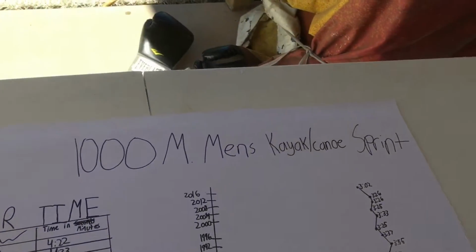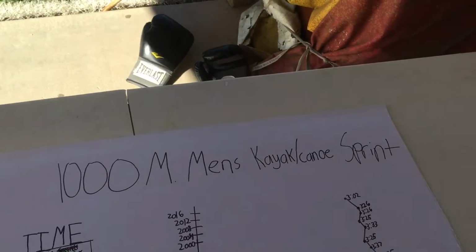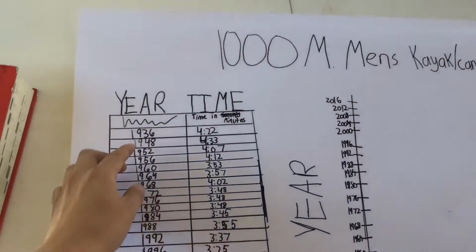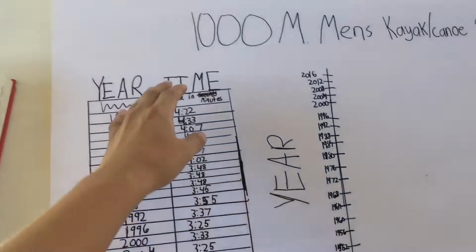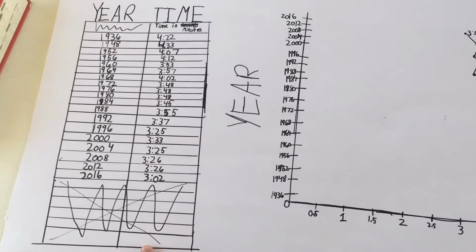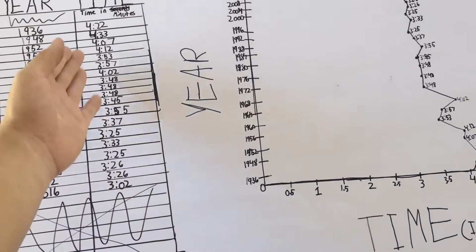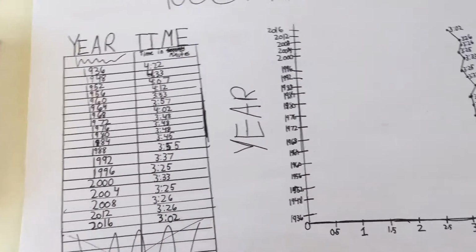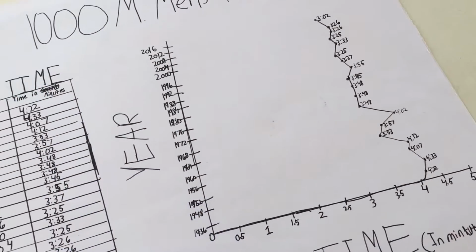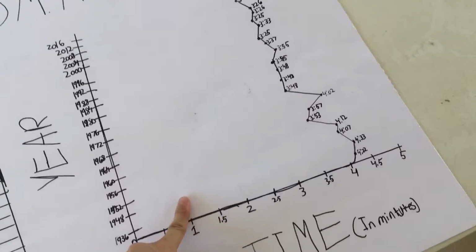For my project, I did the 100-meter men's kayak/canoe sprint. Over here, we obviously see the years, the times, and the graphs, right? Ignore that, I messed up. Here, obviously, there is no pattern between this at all. And the graph? Well, it's completely wrong. I know, don't judge me. I messed up.